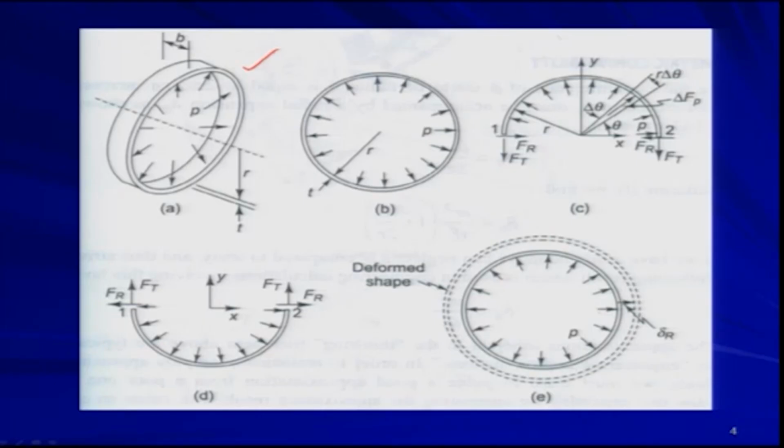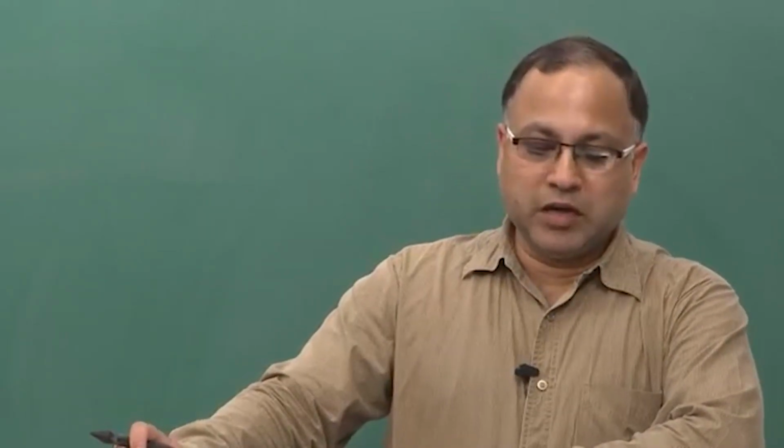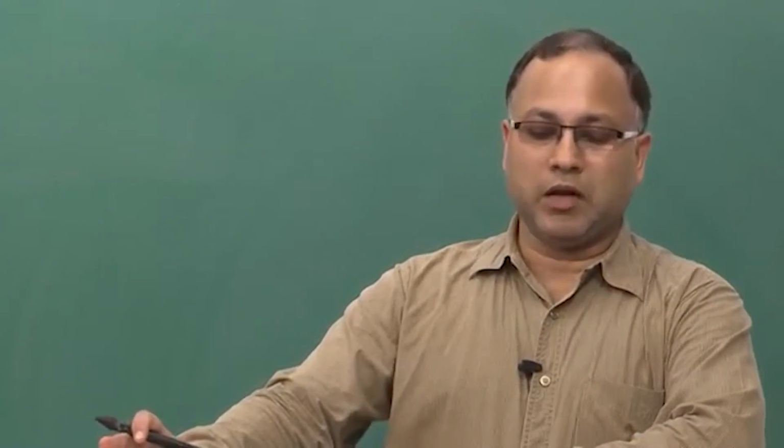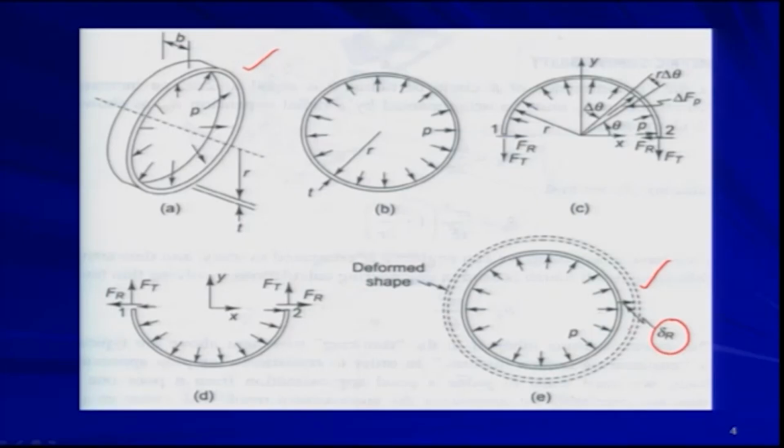We found that Fr, that is the radial force, must be 0 to satisfy the symmetry of the system, whereas the tangential force Ft we have calculated, and we have the expression for Ft. Now, due to the application of this internal pressure, our objective is to find out the radial expansion of that particular hoop. As shown here, this is your delta R, that is the radial expansion. That we are going to find out.